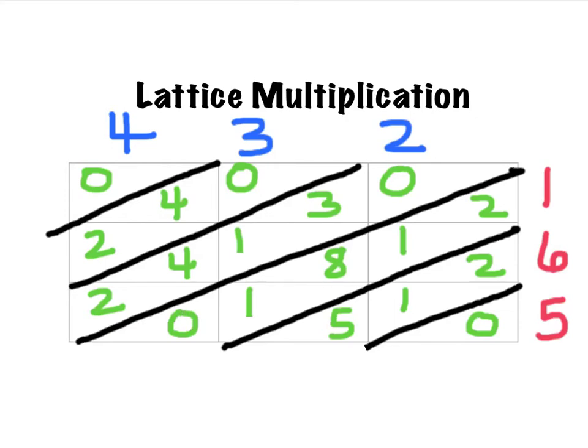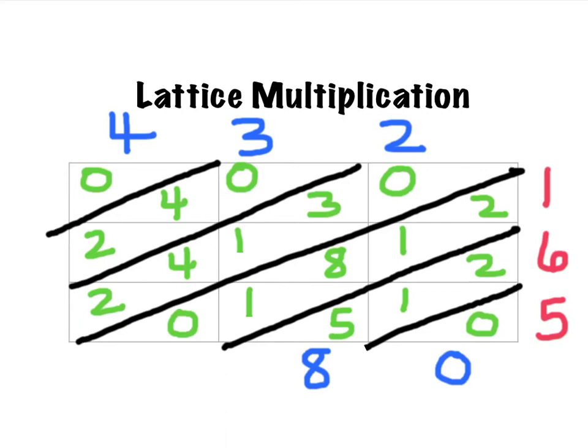Now that we have completed that, we need to add up all of our multiplication that we have done. So we're going to begin with the diagonals. So we will start here at our first diagonal, and we see there's a 0 there. So we write a 0. Then we move to our next diagonal, and we see 2 plus 1 is 3, plus 5 is 8.